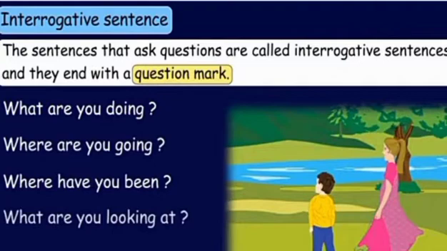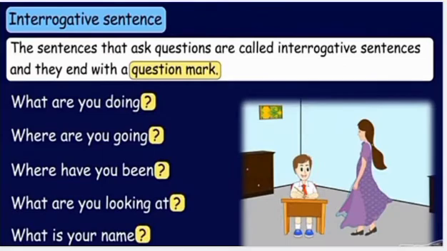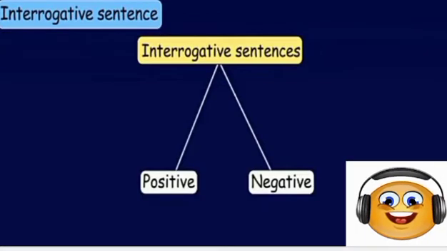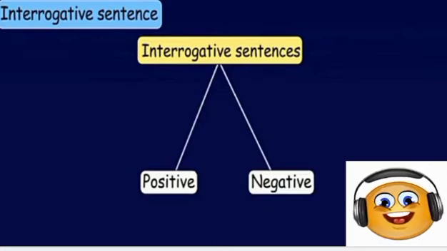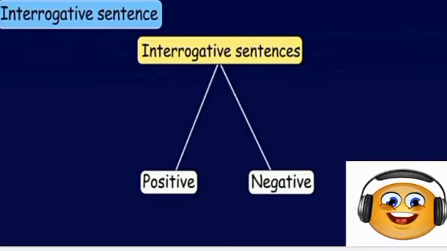Sentences that ask a question and end with a question mark are called interrogative sentences. Children, remember, if a sentence ends with a question mark, you should immediately notice that it is an interrogative sentence. Interrogative sentences are also divided into two parts: positive and negative.